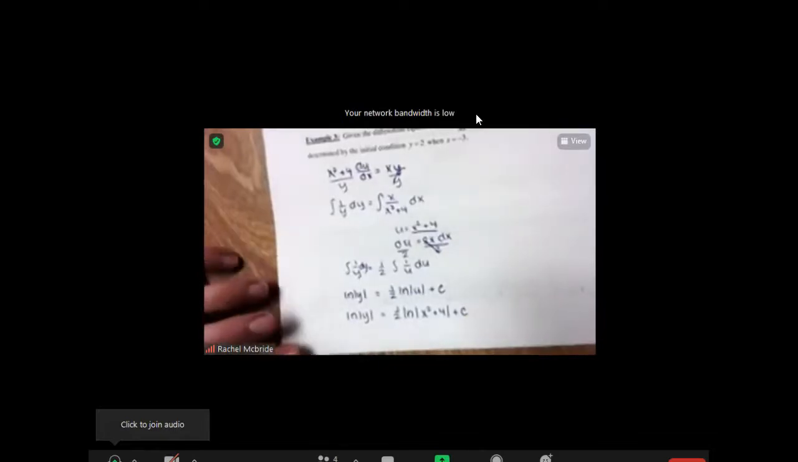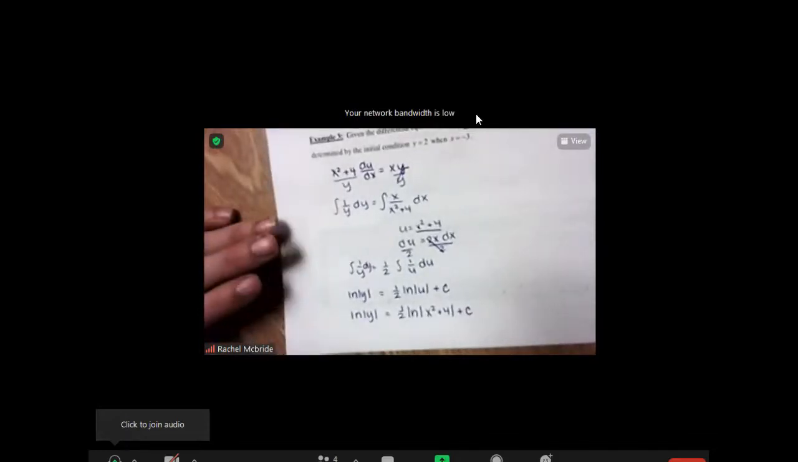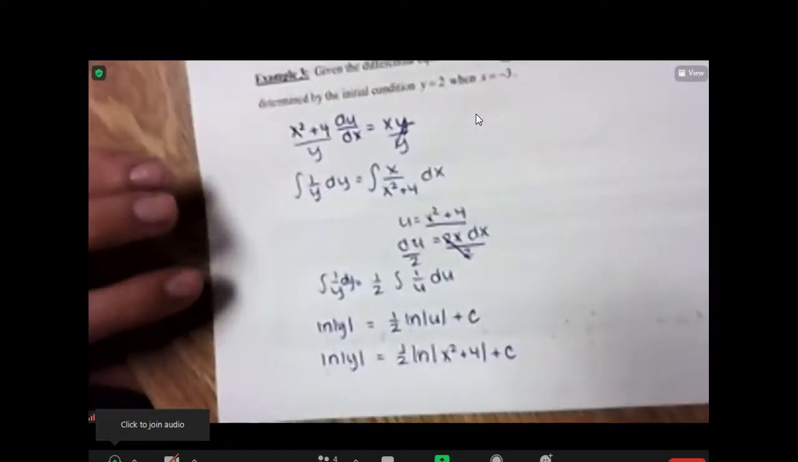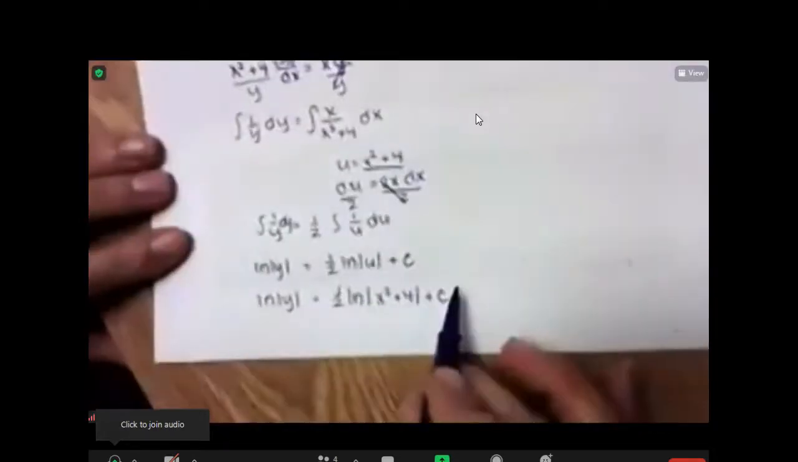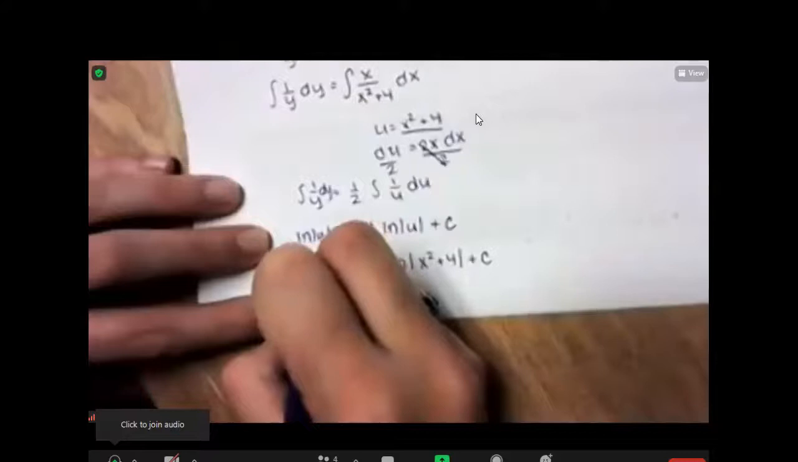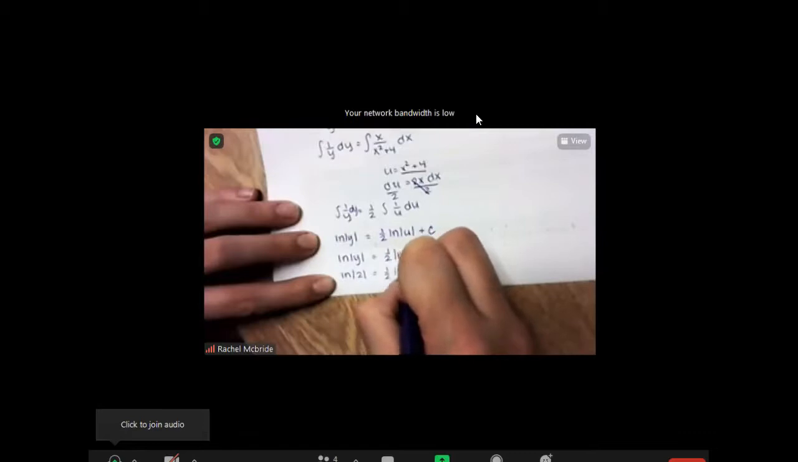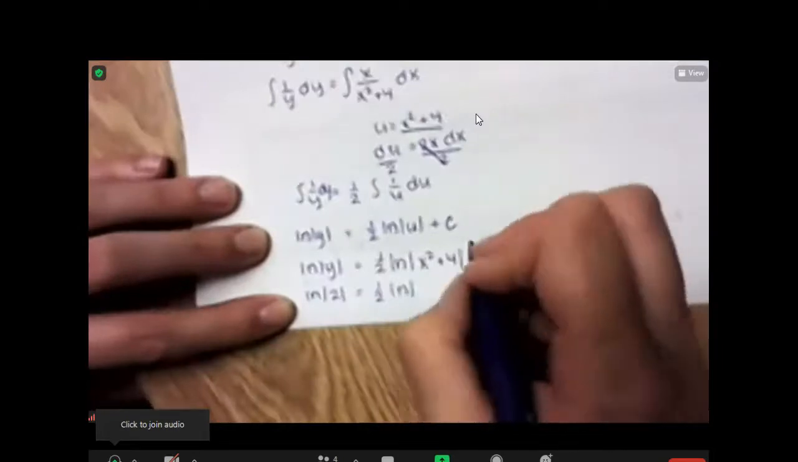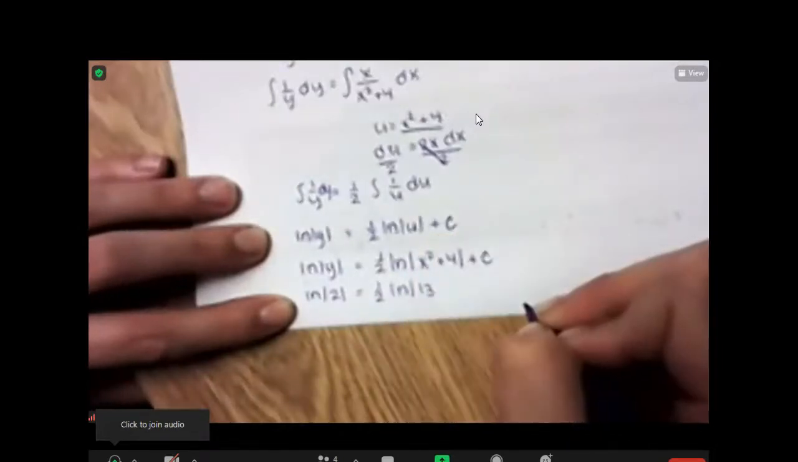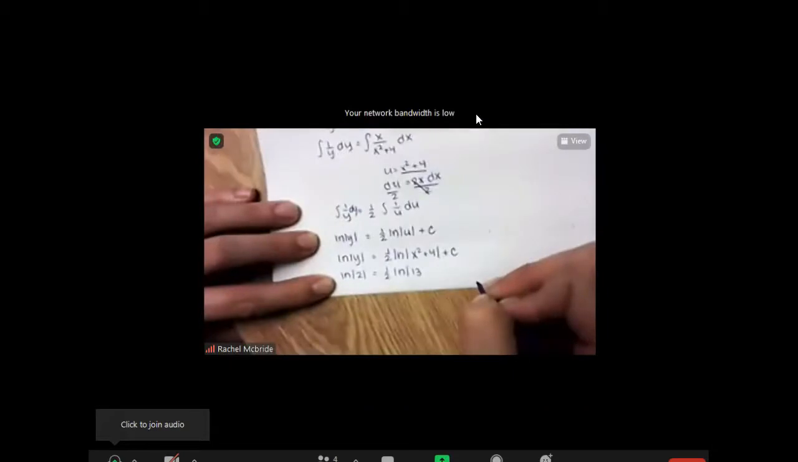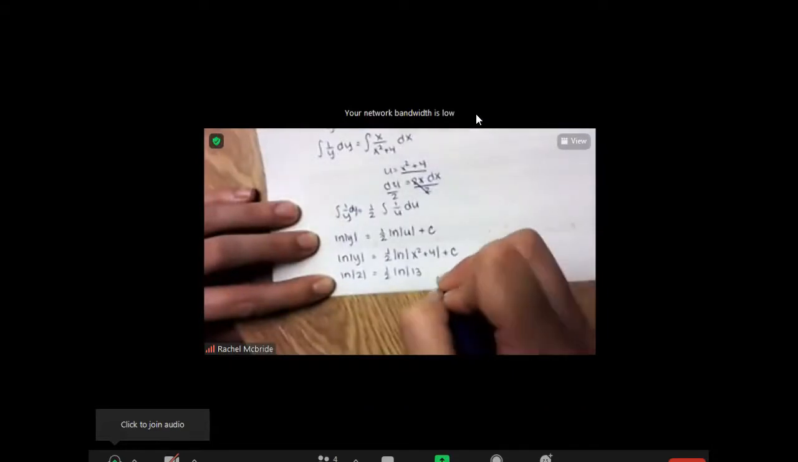And then you have a decision to make. You can use the initial condition now to find c, or you could find y by itself and then have to go back and find c. So like I said, I have a tendency to plug it in before I exponentiate both sides. So I would say, okay, I have the natural log of 2 equals 1/2 the natural log. Negative 3 squared is 9. 9 plus 4 is 13. Plus c.